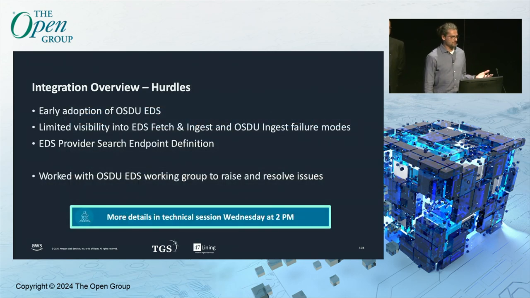And during this integration, we did encounter a few hurdles, and I think they fall into these three categories. One was that we're early on in adopting the OSDU EDS capabilities and making real use of them, so we encountered some quirks in the way things are configured and set up. We encountered limited visibility into the EDS fetch and ingest and OSDU ingestion failure modes. The amount of logging present is minimal, and the ability for a normal user to find it is difficult as well. And that's not just on the EDS service. I think that's across many of the core data services and core services of the OSDU data platform.